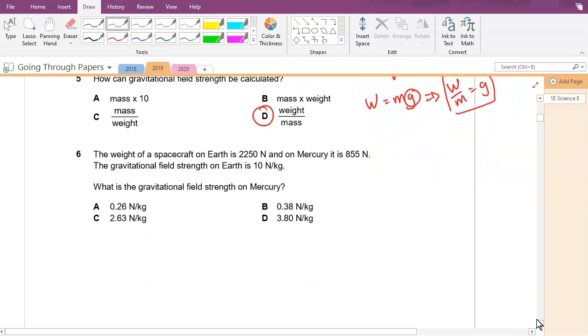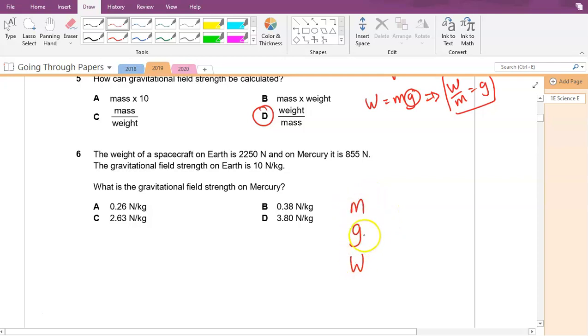Next. The weight of a spacecraft on Earth is 2,250 newtons and on Mercury is 855 newtons. The gravitational field strength of Earth is 10 newton per kg. What's the gravitational field strength on Mercury? I think for this question, you have to take note that the mass of the spacecraft would be constant because mass doesn't change. It is the amount of matter in the object. So unless the spacecraft got disintegrated or broke down, or parts went missing, otherwise the mass would be the same. So one simple way of doing it is actually to do this.